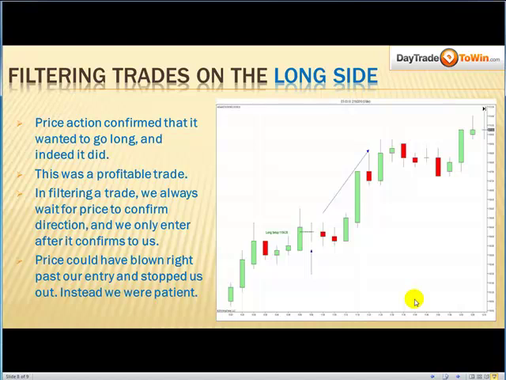Price could have blown right past our entry to the downside. It could have, at this point right here, just went straight down. So filled this 1104 quarter and then just took a dive, nosedive. So in filtering a trade, we avoid those situations where price doesn't even consider going long and just reverses on us and stops us out. So what I'm showing you in filtering the trades is really a way to minimize those losses.